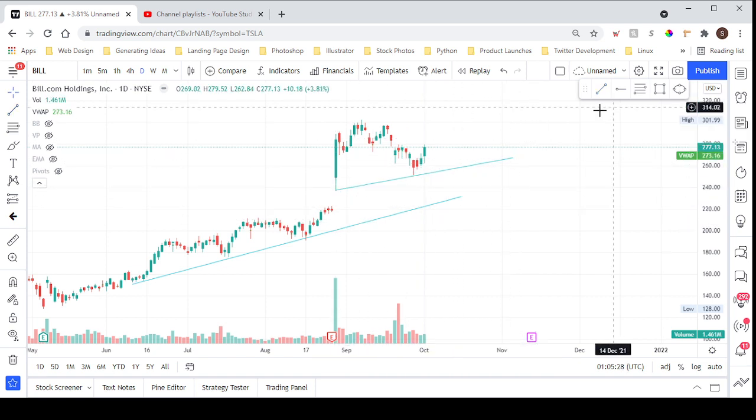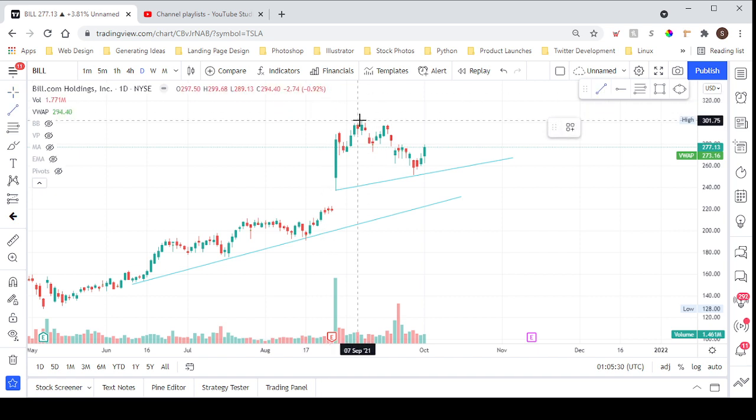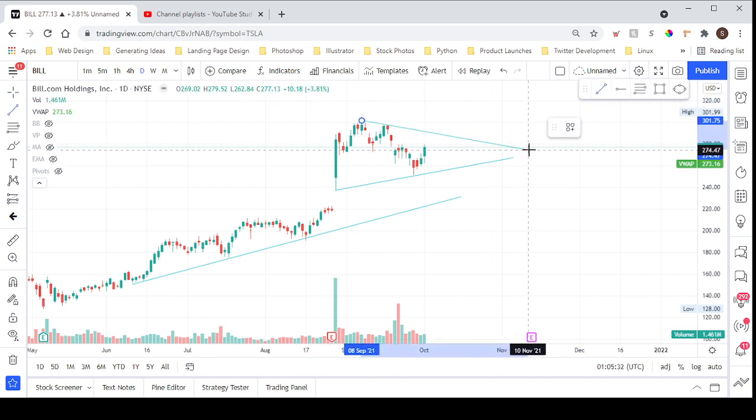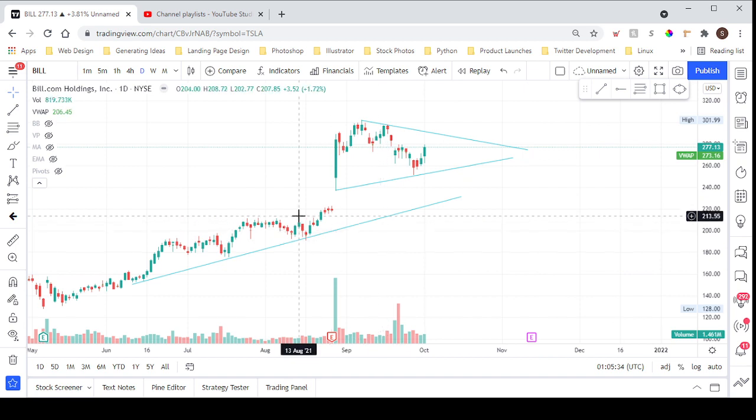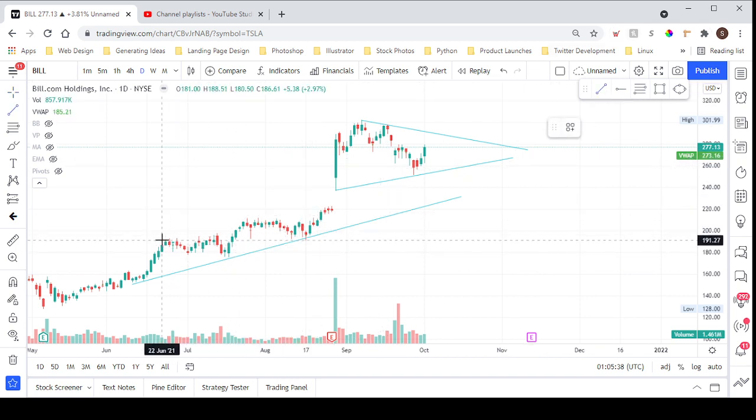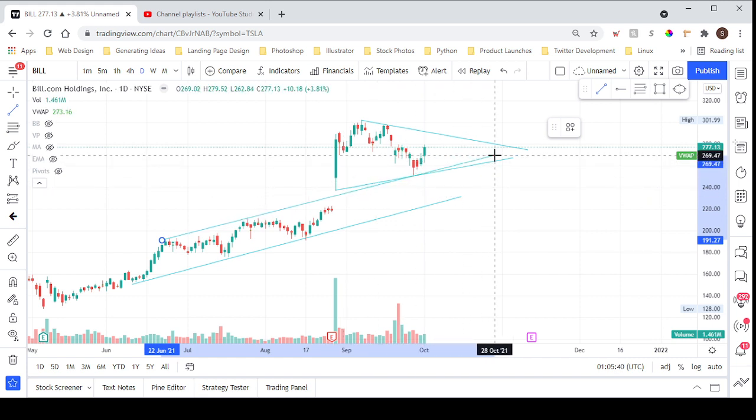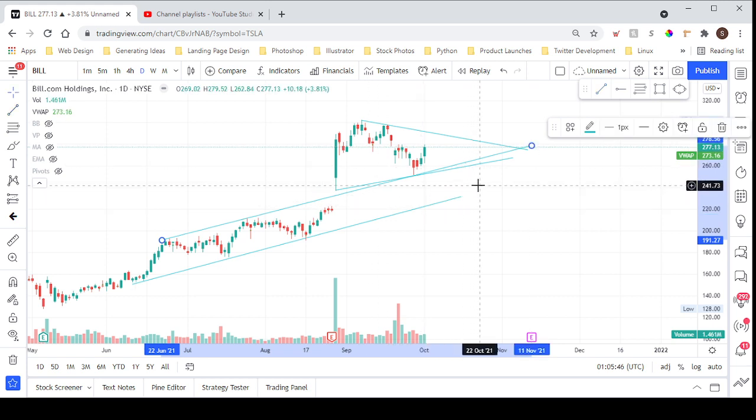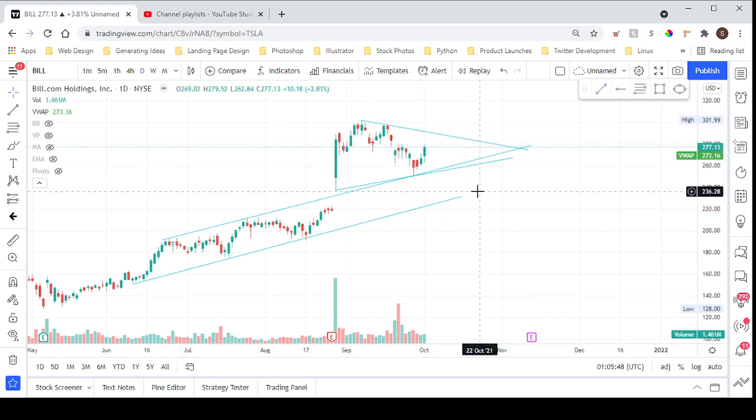Okay, that's the new base right there. And I'm gonna go here. Okay, so whenever I see a lot of intersections, I'm a big fan of those, because that lets me know that there's some forces in play that's moving those numbers around like that.